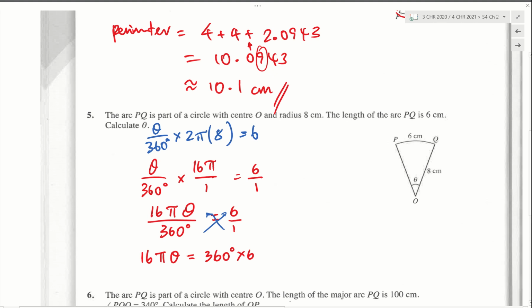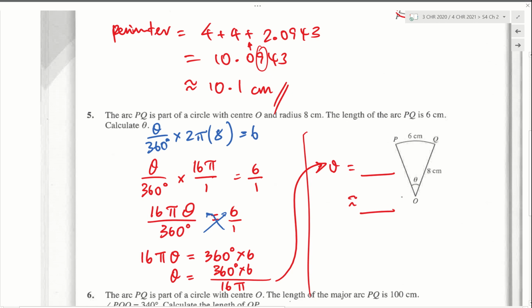And then we want only theta. That goes back to the original on the left hand side: something times theta equals to another value. To find the value of theta, you just divide by the coefficient. We divided by 2, we divided by 7, we divided by 3.2, we even divided by 3 over 4. So here we simply divide by 16 pi because I want the value of theta. So theta will be 360 degrees times 6, you can use your calculator to find out that value, divided by 16 pi. And you will get theta as a value. Round it off to 1 dp.